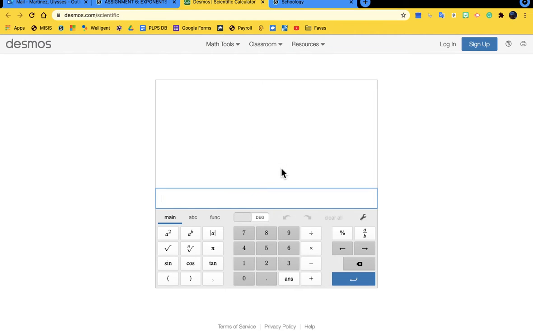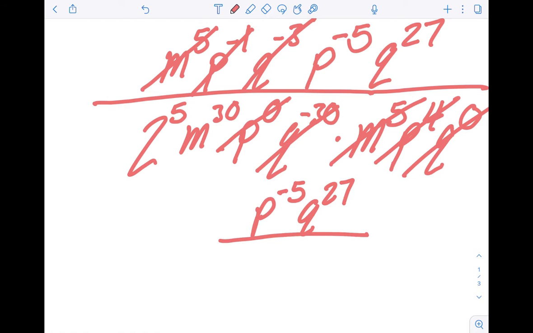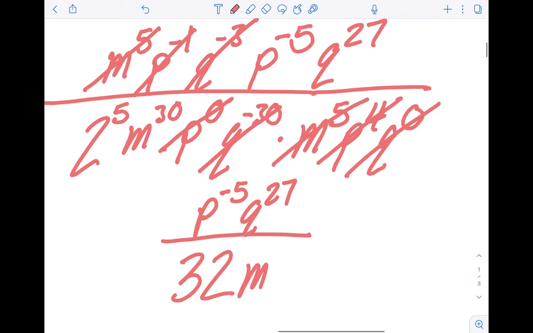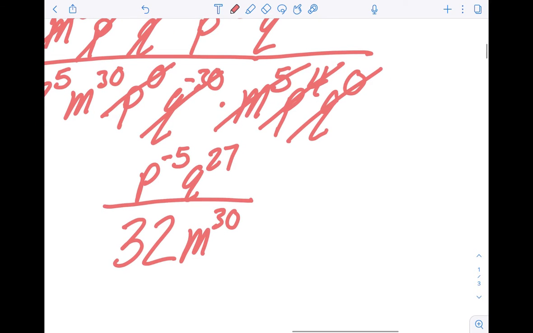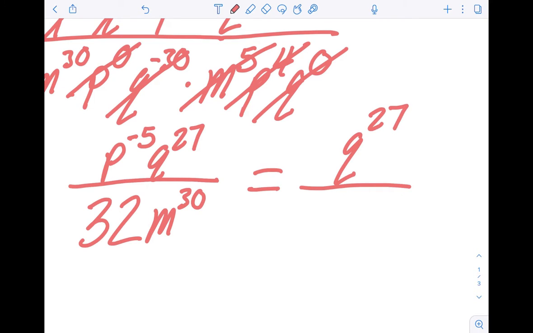So I'm going to go to my calculator, and I'm going to say 2 to the power of 5. 2 to the power of 5 gives me 32. And I still have m to the 30th here. But remember, we can only have positive exponents. So this p to the negative 5 has got to come down and become p to the positive 5. So q is going to be left up top. 32 is still on the bottom. m to the 30th is still on the bottom.